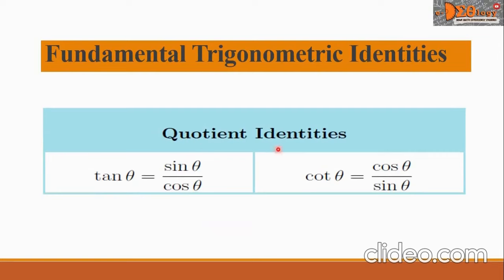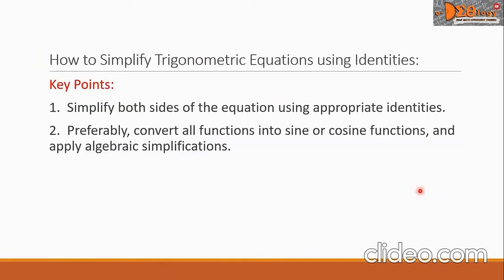The last group is quotient identities. Tangent theta equals sine theta over cosine theta. Second is cotangent theta equals cosine theta over sine theta. We are going to simplify trigonometric equations using identities, and here are the general points. Number 1, simplify both sides of the equation using appropriate identities. Number 2, preferably convert all functions into sine or cosine functions and apply algebraic simplifications.